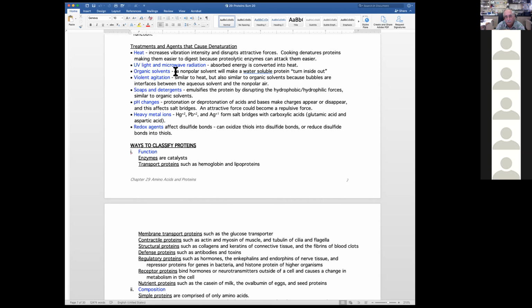Violent agitation, similar to heat, but also similar to organic solvents. Because if you take a protein solution and you shake it up, there will be bubbles there. Okay, so what are those bubbles doing? Well, inside the bubble, outside the bubble is air. Air is a non-polar solvent. So again, you're basically trying to turn the protein inside out. Soaps and detergents emulsify the protein by disrupting those hydrophobic and hydrophilic forces, similar to what organic solvents do.